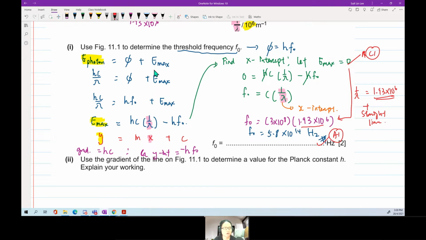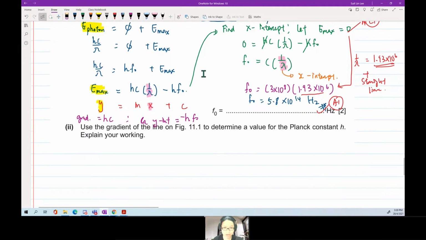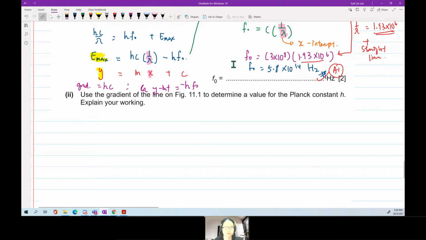All right, next, use the gradient of... So what we learned here is, sorry, I come back again. X-intercept is as important as the y-intercept. All right, so you have 3 options: gradient, y-intercept, x-intercept. If you stress, finish the paper, come back and slowly stare at the equation. All right, use the gradient in the line to find the value of Planck's constant. Well, we already linearized there, so no need to bother already.